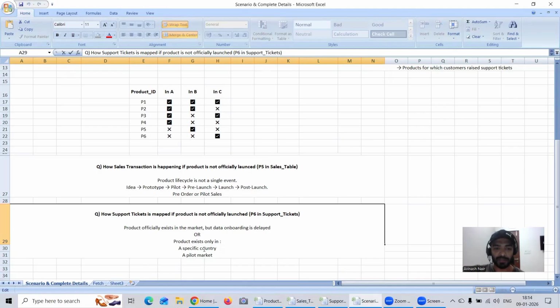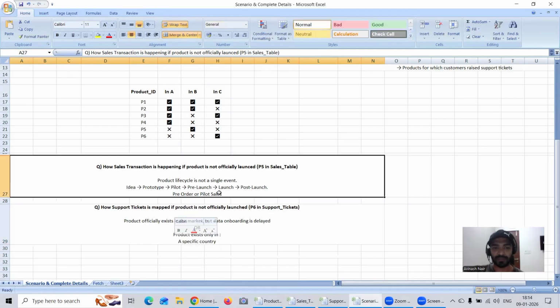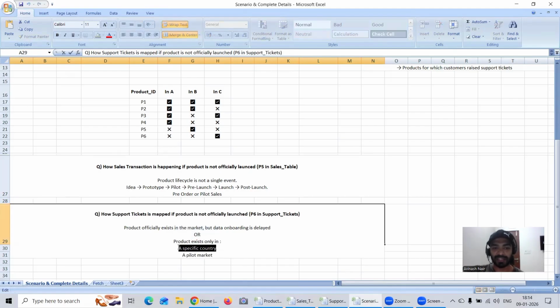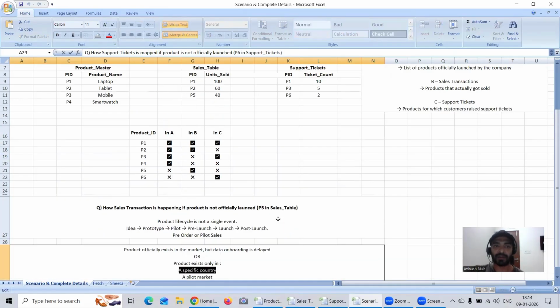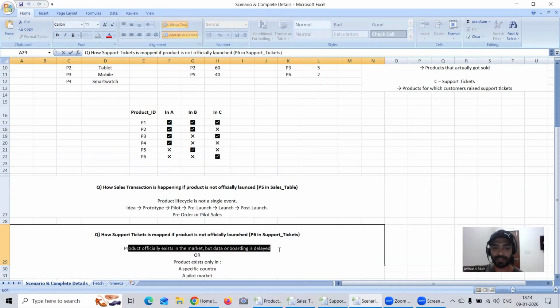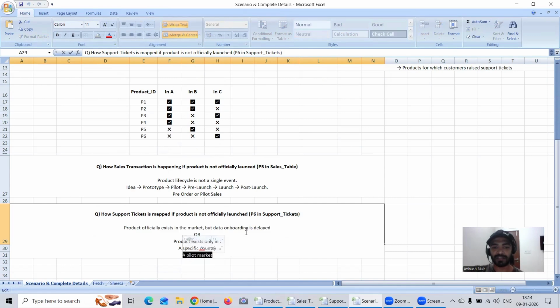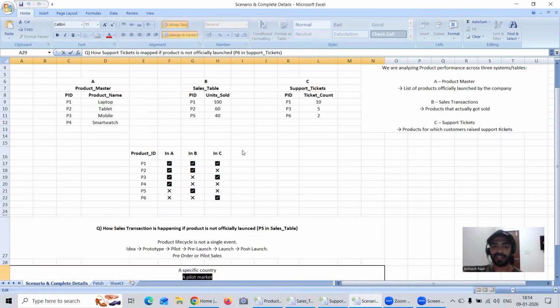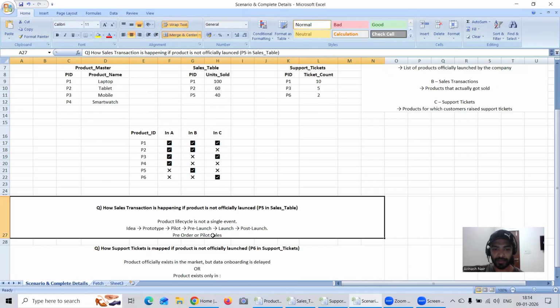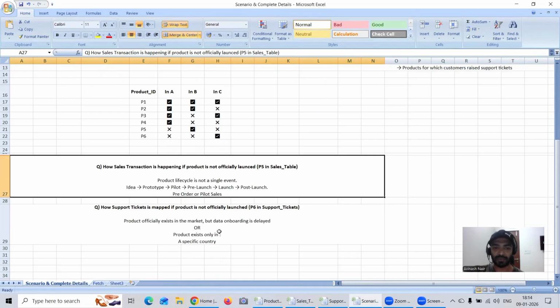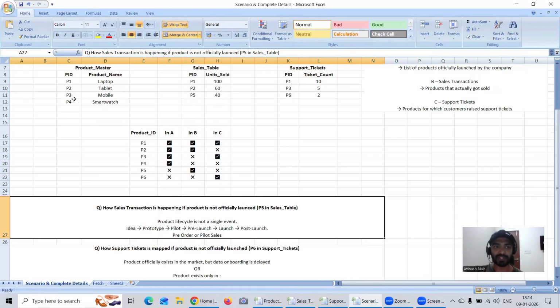Or maybe the product exists only in specific countries. For example, the last term I mentioned, it can exist in a specific country or pilot market. In our case, there's a possibility that this can be the reason, because if it is existing in a pilot market, then definitely it should have been here as well. But again, the reasons can be various. It's not necessarily that the sales table only has it because it's pre-ordered. There can be other reasons as well. So that's why the support ticket is also mapped, although you don't see it in the product master, which gives all the products that are officially launched.